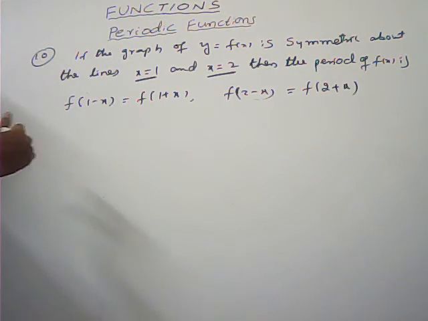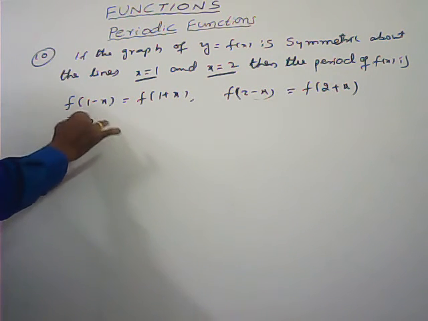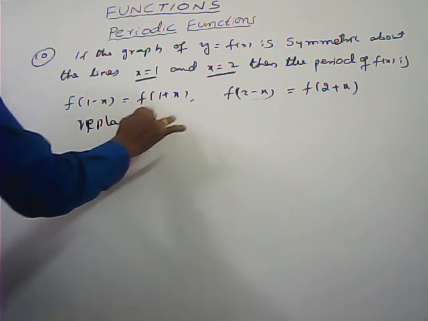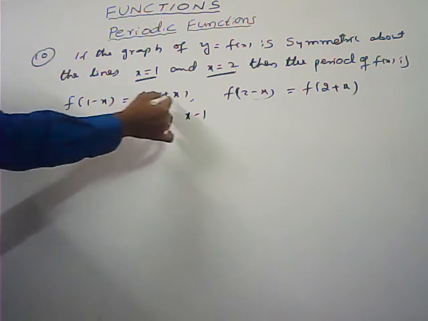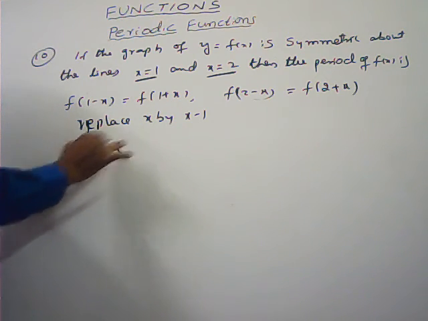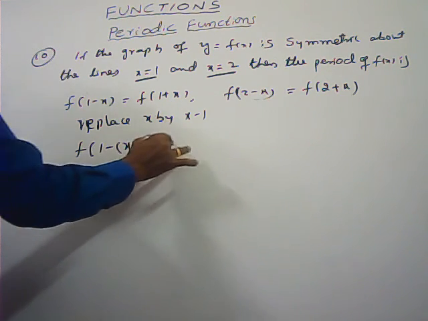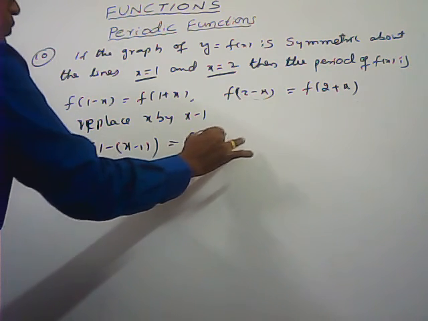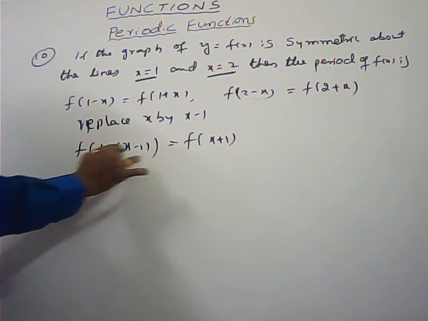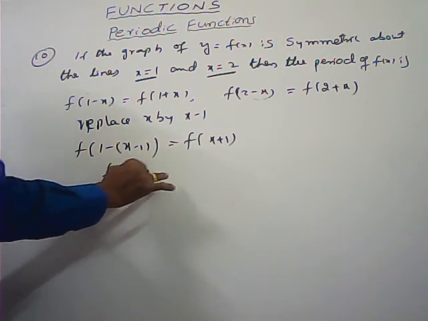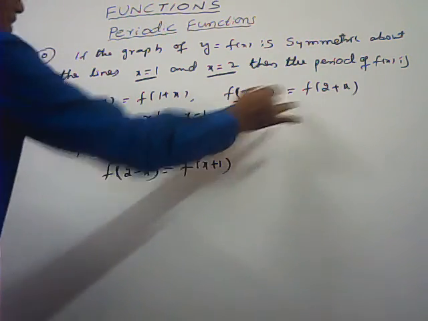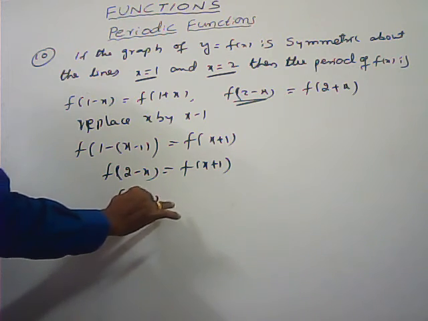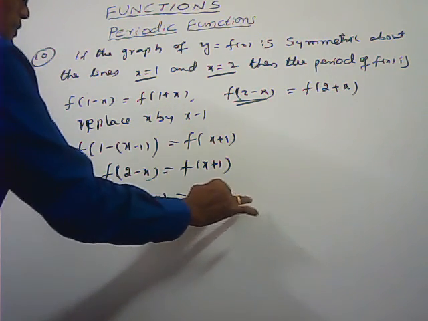Now this is also related to the previous type. Here replace x by x minus 1. Then here we can get f of 1 minus (x minus 1), that is equal to f of x plus 1. Here we get 1 plus 1, 2, so f of 2 minus x is equal to f of x plus 1. What about f of 2 minus x? That is f of 2 plus x, that is equal to f of x plus 1.